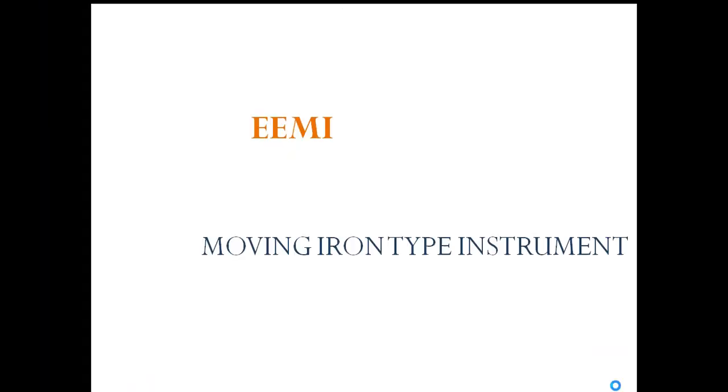In this video lesson, we are going to discuss one of the important measuring instruments, the moving iron type instrument. We are in the electrical and electronic measuring instruments subject. In this, we are discussing the various meters which measure current and voltage.